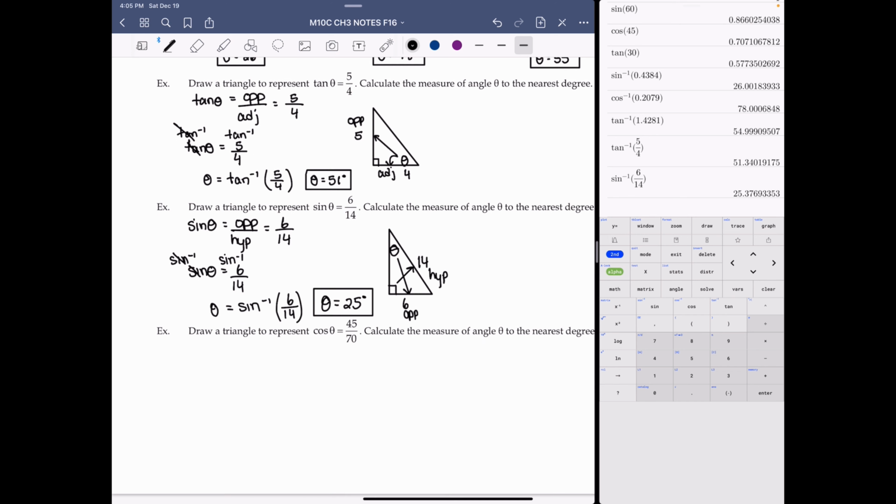Draw a triangle to represent cos theta equals 45 over 70. Calculate the measure of angle theta to the nearest degree. From our formula sheet, we have cos theta equals adjacent over hypotenuse. In this question, that is 45 over 70. So our hypotenuse is quite a bit bigger than our adjacent side. So I'll try to draw that to sort of look that way.